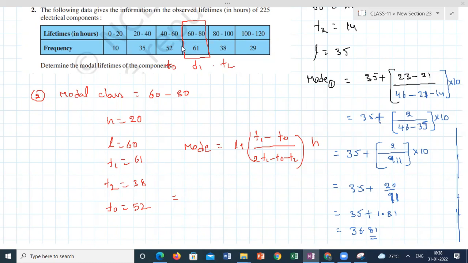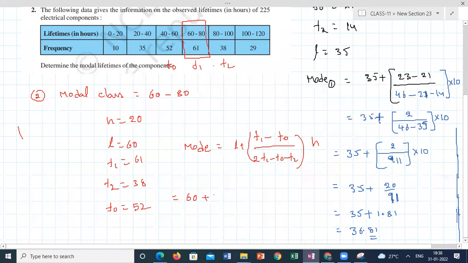So this will be 60 plus 61 minus 52 divided by 2 times 61 minus 52 minus 38 into H is 20.